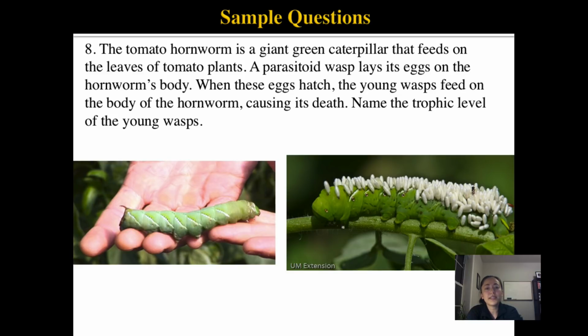The tomato hornworm is a giant green caterpillar that feeds on the leaves of tomato plants. A parasitoid wasp lays its eggs on the hornworm's body. When these eggs hatch, the young wasps feed on the body of the hornworm, causing its death. Name the trophic level of the young wasps. So here is a giant green caterpillar, and you can see here the parasitic wasp eggs that are attached to the caterpillar, and then they will actually feed on the caterpillar. So it's pretty gruesome there. What is the trophic level of these wasps? Well, the wasps would actually be secondary consumers in this case.